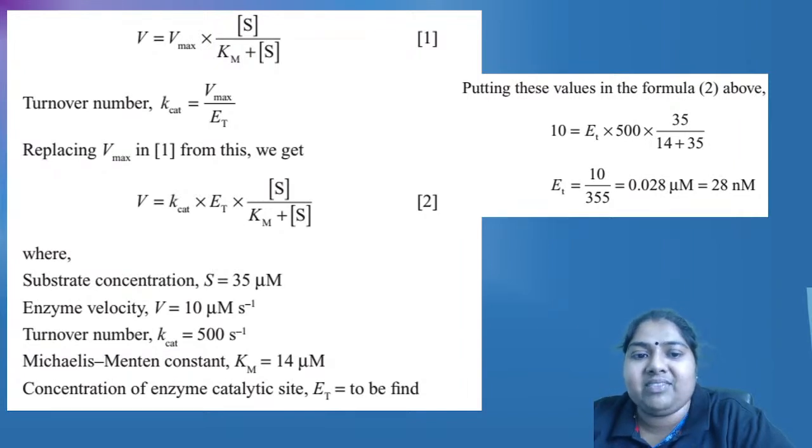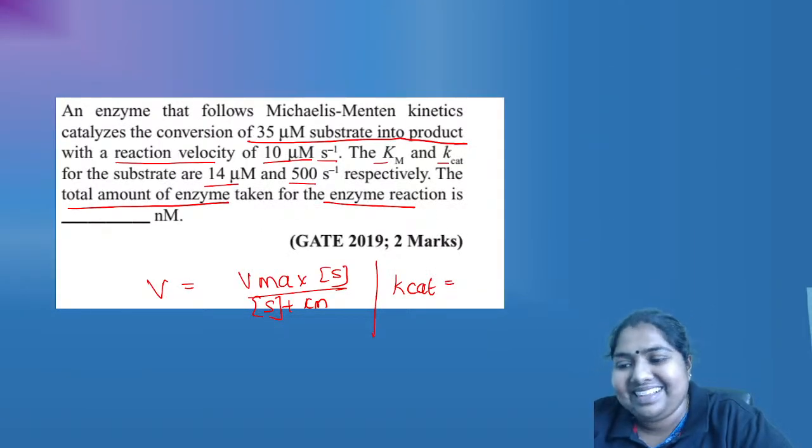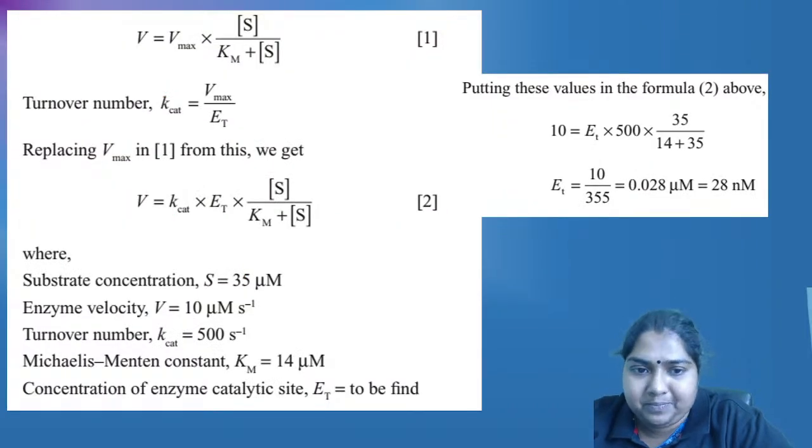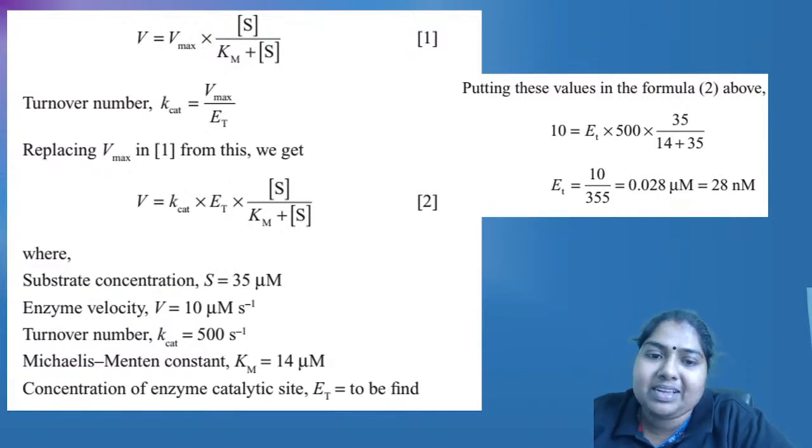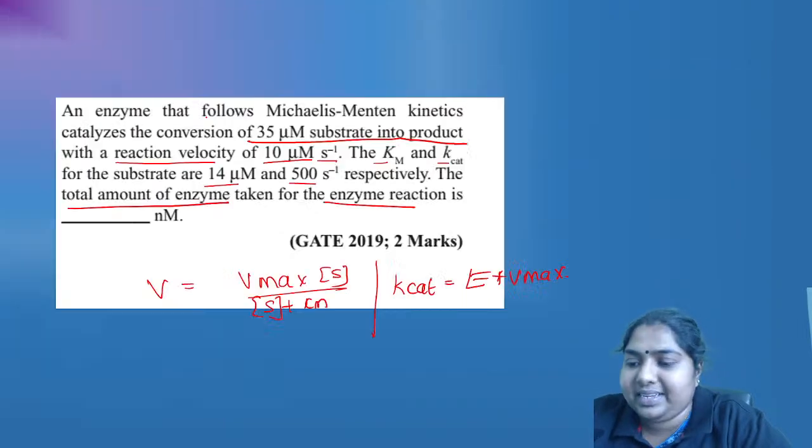So what is your Kcat value? Kcat value is E into Vmax. Correct only. So what is your Vmax? E by Vmax. Think, check it once. Yeah, absolutely. E divided by Vmax. So here we are multiplying. Yes, correct. Your Kcat is equal to Vmax by E and the reverse way. Yes, your Kcat is equal to Vmax by E.